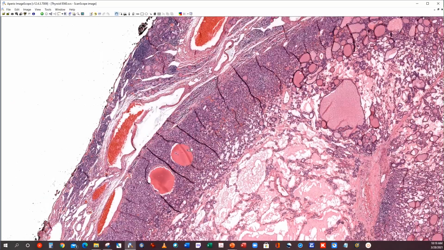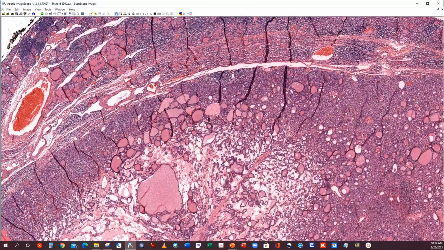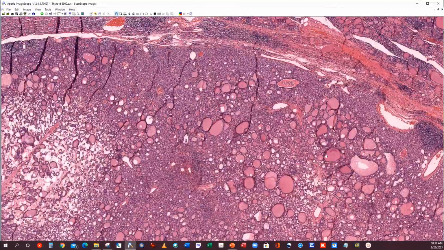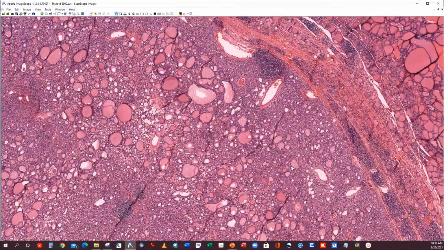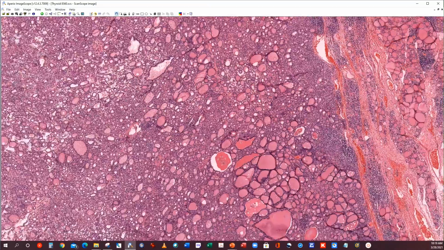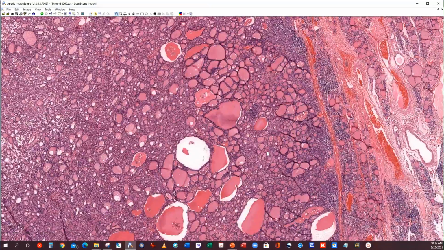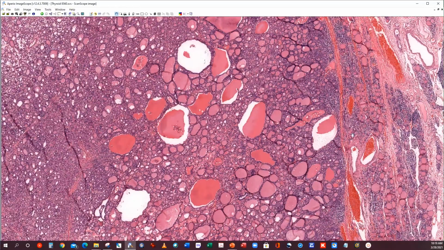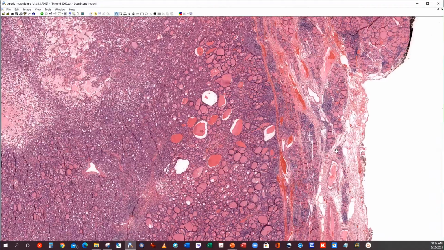Importantly, as I drive around the periphery here in a very slow and methodical fashion, I think that all of you can see that there is no evidence of any area of capsular or lymphovascular invasion, with a well-formed capsule in most of the space.